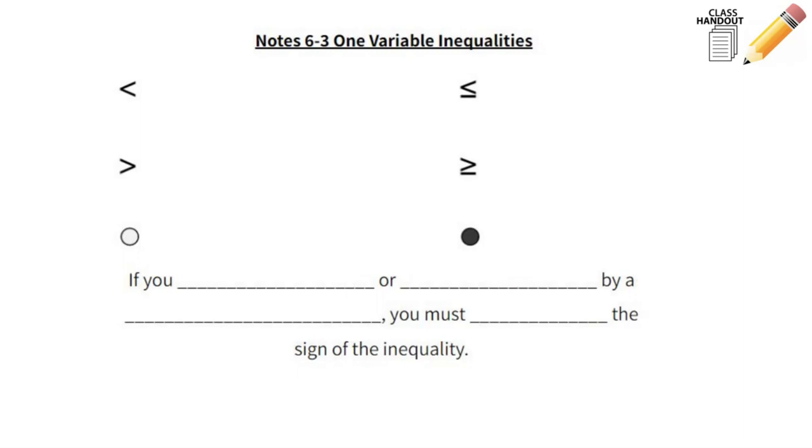All right, so here's a video for note 6-3, which is one variable inequalities. So an inequality is a symbol such as the ones here that represent either being less than or greater than a certain amount. What we're used to seeing is equality, which is an equal sign, which means that one quantity is equal to another.